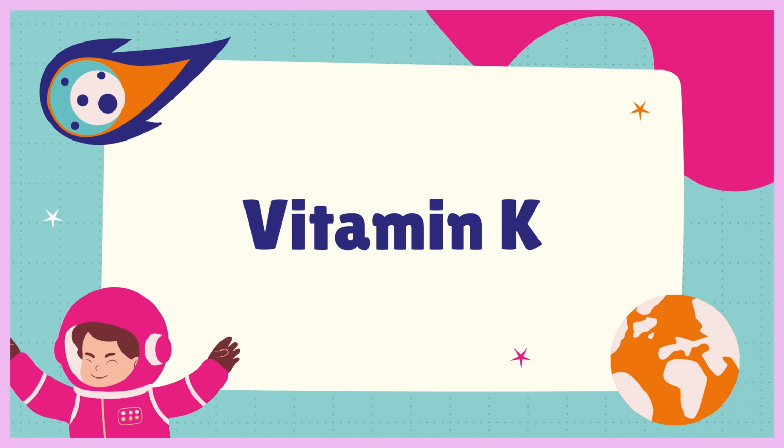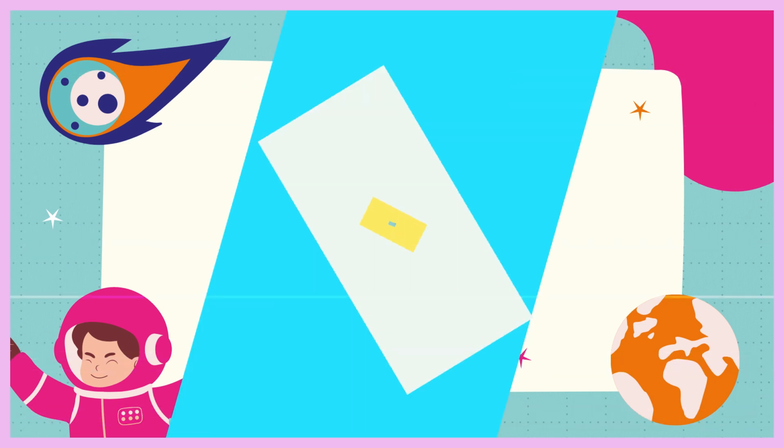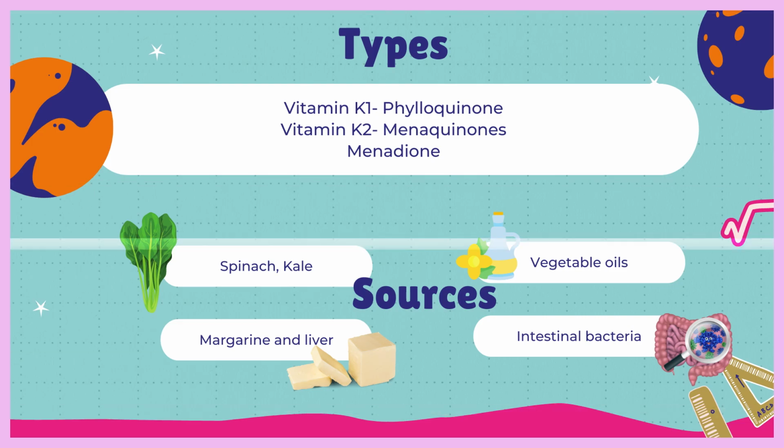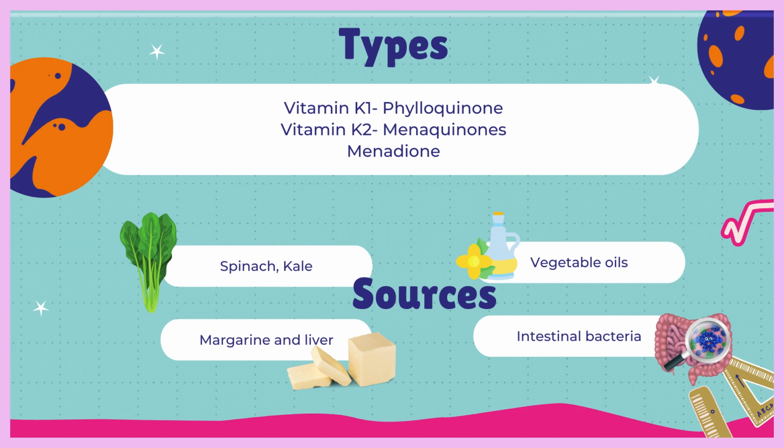And the final fat-soluble vitamin that I will talk about is vitamin K. The three types of vitamin K available are vitamin K1, which is phylloquinone, vitamin K2, menaquinone, and menadione. Foods that are rich in vitamin K are spinach, kale, vegetable oils, margarine, and liver, and it is also available in intestinal bacteria.